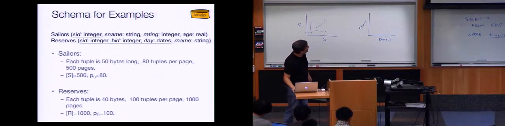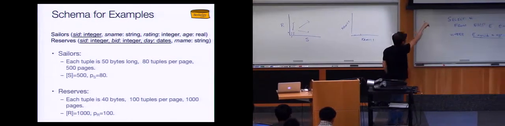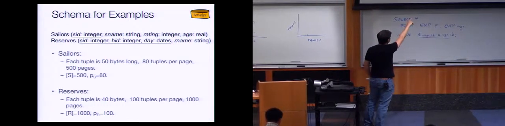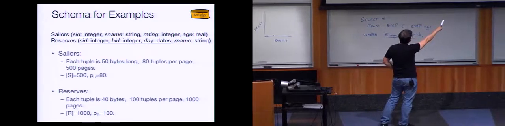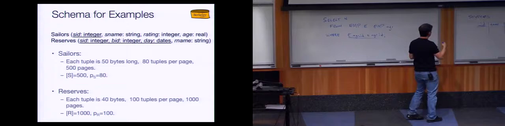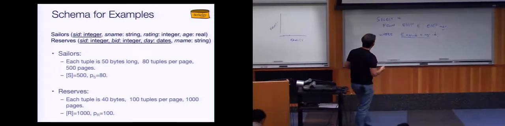Going back to where we were, apologies for the reordering. In sailors, there's 500 pages, so we say brackets around S equals 500, and 80 tuples per page, so p sub S equals 80. In reserves, tuples are a little smaller. You can get a few more of them on a page. There's 1,000 pages, though. As you would expect, there's more reservations than there are sailors, because each sailor is going to reserve boats more than once.